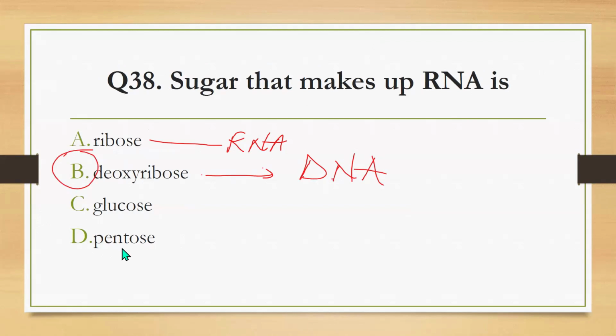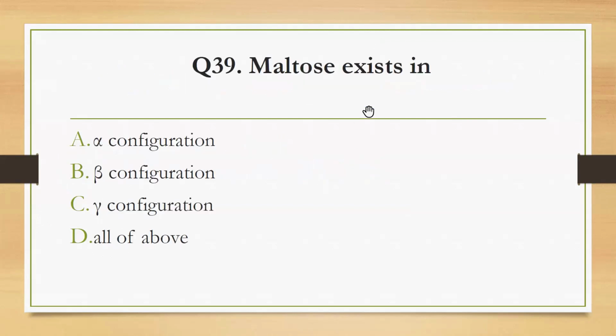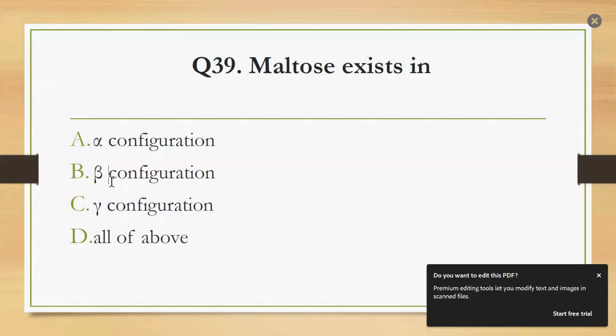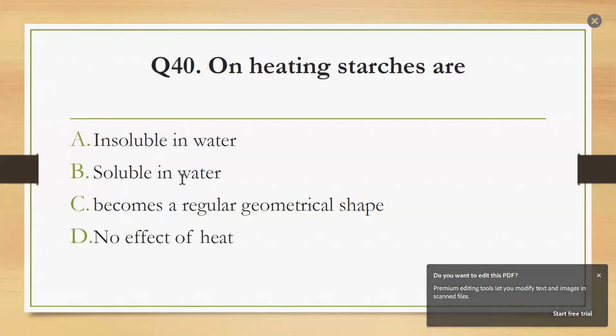For number 39, maltose exists in alpha configuration, beta configuration, gamma configuration, or D, all of the above. Maltose has alpha configuration. So the answer is A. So let's look at another question.